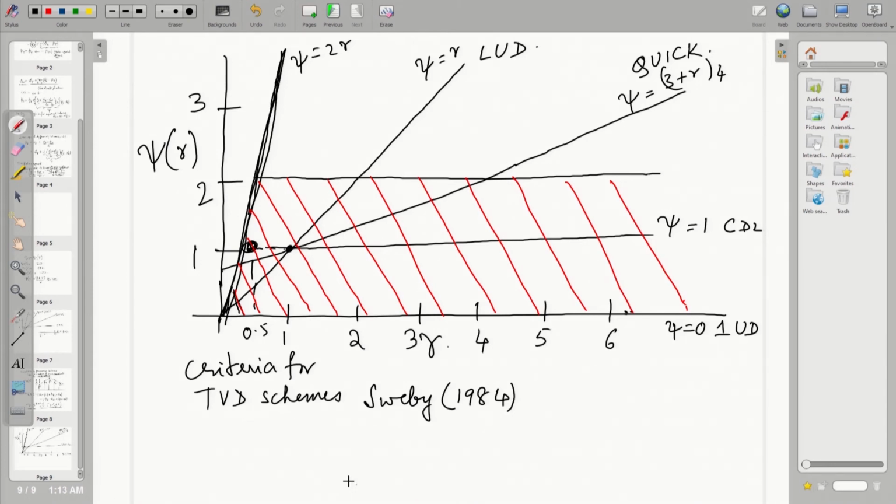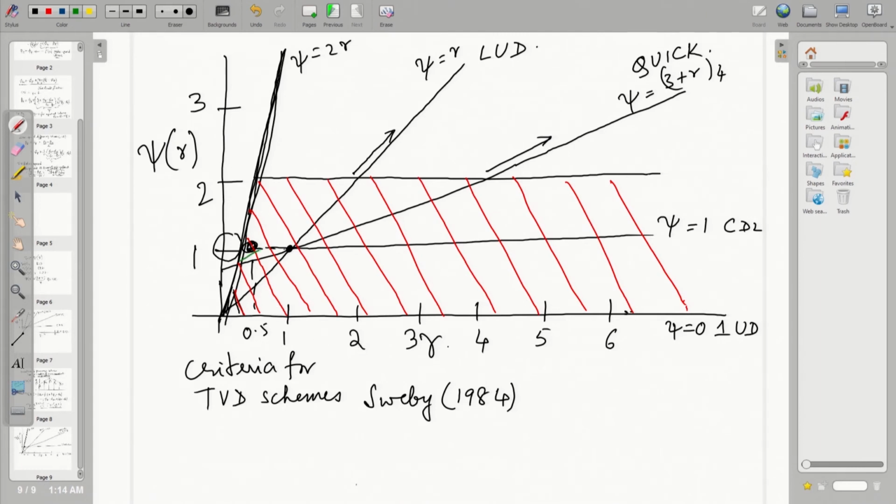So, you can see that for LUD or QUICK or CD2, there would be small regions here and there, maybe even larger regions, where oscillations are going to come. For example, for LUD, you can understand that this is a region where instability will come. For QUICK, this is the region, and so on. For CD2, there is a small region out here which will generate instabilities. Additionally, it was shown that not all the schemes under this red shaded region will actually satisfy second order accuracy.